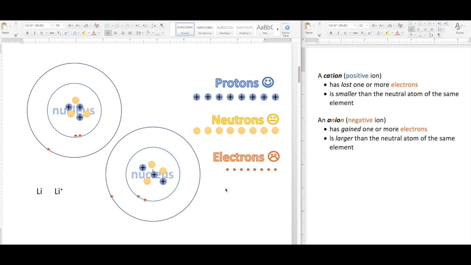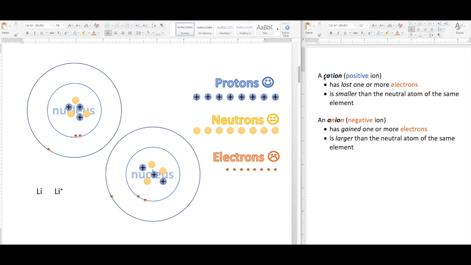And so if the number of protons is not equal to the number of electrons, then an atom has either a positive or a negative charge associated with it, and then it's referred to as an ion. If it has an overall positive charge, meaning it has more protons than electrons, then it's called a cation.